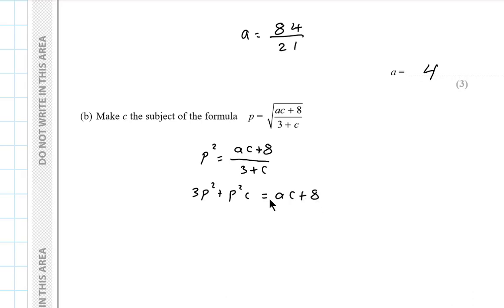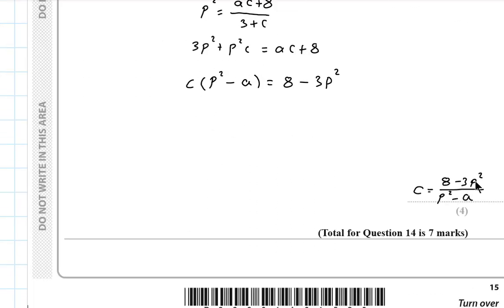Collect the terms with C together on the left side here. If we take C common after that, we will have here p squared minus a, right? Minus a is equal to 8 minus 3p squared, which means that C equals 8 minus 3p squared divided by p squared minus a.